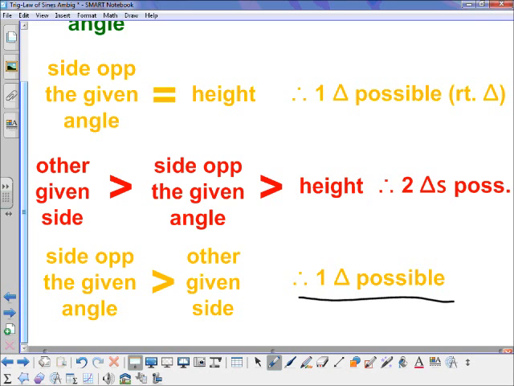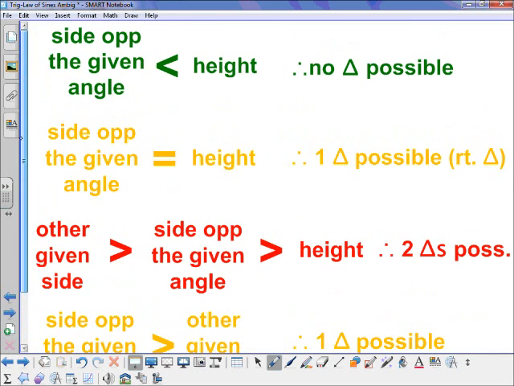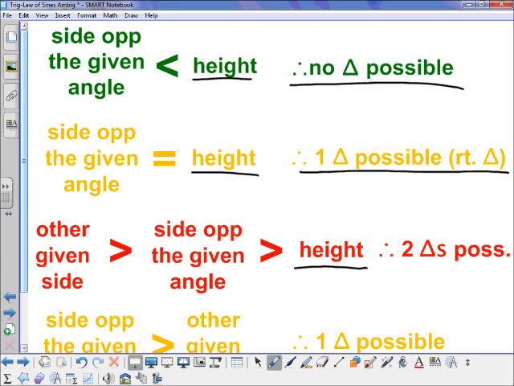Nothing else to consider. If it's shorter than the other side, I need to calculate height. Now, if the side opposite the given angle is less than the height, no triangle possible. Side opposite the given angle equals the height, only one triangle possible. It's a right triangle. And if the side opposite the given angle is less than the other given side and greater than the height, two triangles possible. Worst case, but it's not that bad. After you do a couple, it is a little more work, but it's not that bad.